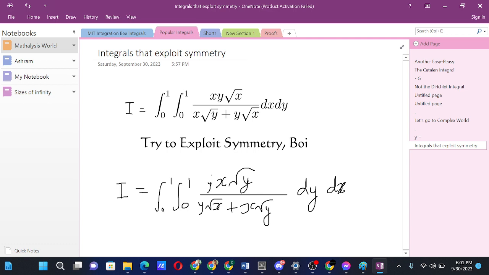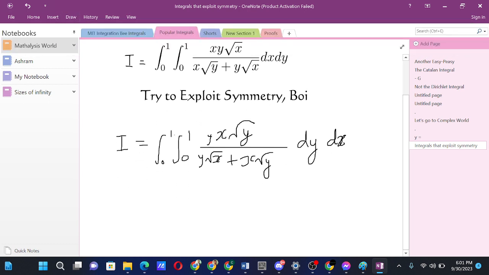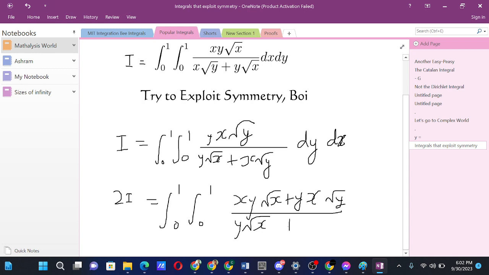Since it's the same integral, just replacing x by y and y by x, that doesn't matter. Now we can add these two integrals. 2I is equal to, and now we can again exchange dy dx and dx dy, because the limits of integration are the same, so the order doesn't matter. After exchanging, we add these two integrals and get the integral from 0 to 1, integral from 0 to 1, x y root x plus y x root y over y root x plus x root y, dy dx, or let's say dx dy.